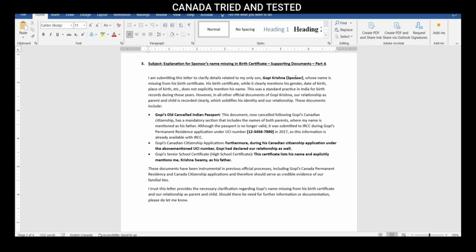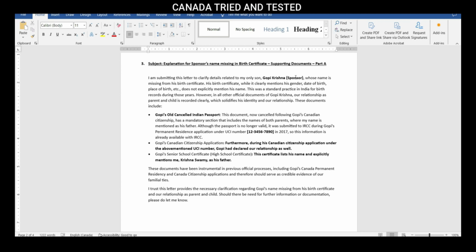So here let's go through the explanation. I'm submitting this letter to clarify details related to my only son Gopi Krishna (sponsor), whose name is missing from his birth certificate. His birth certificate, while it clearly mentions his gender, date of birth, place of birth, etc., does not explicitly mention his name. This was a standard practice in India for birth records during those years. However, in all other official documents of Gopi Krishna, our relationship as parent and child is recorded clearly, which solidifies his identity and our relationship.